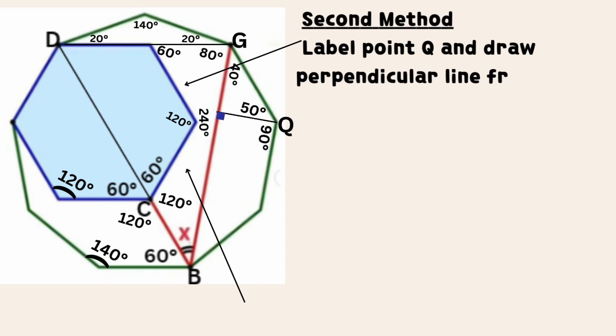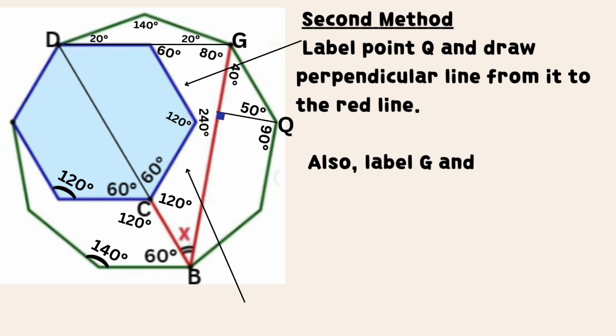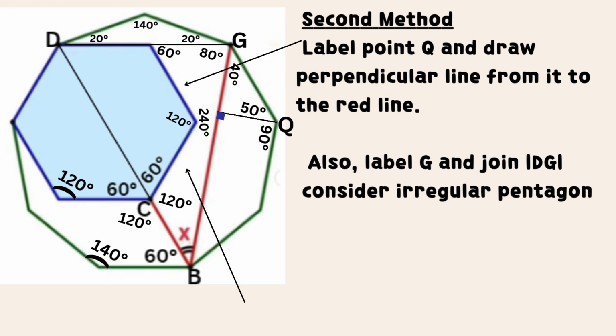Second method. Label point Q and draw a perpendicular line from it to the red line. Also, label G and join line D, G. Consider a regular pentagon. Its boundary or region is indicated by two arrows.